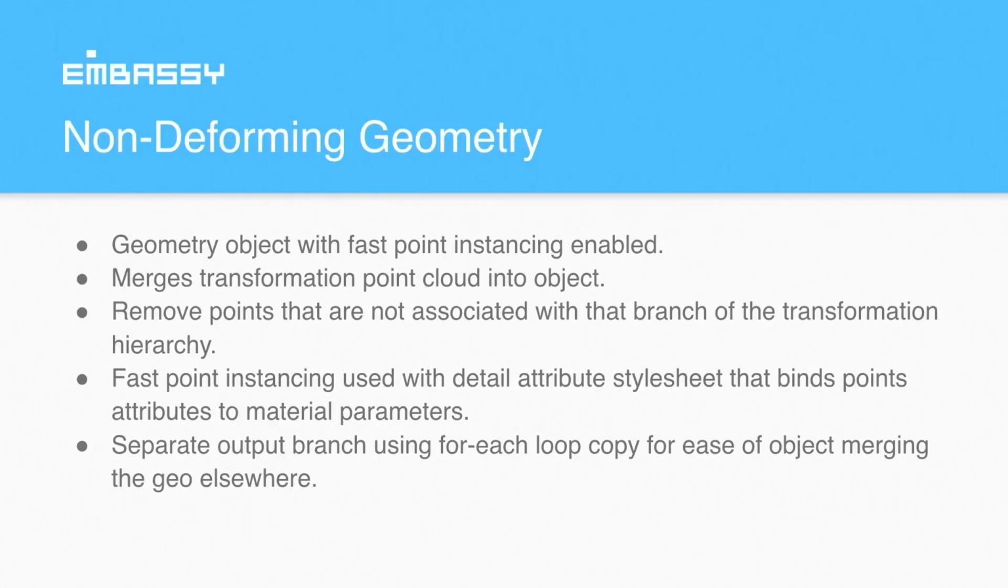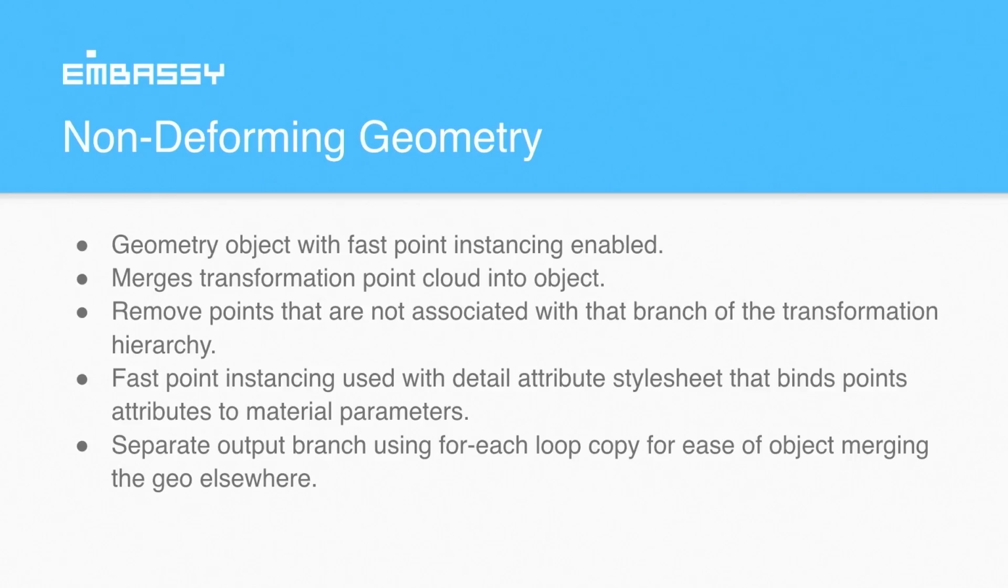The geometry object has fast point instancing, as I was mentioning. It merges the transformation point cloud into the object. It then removes the points that are not associated with that TRS. The fast point instancing with the detail attribute style sheet binds all the parameters to those pieces of geometry as material parameters.